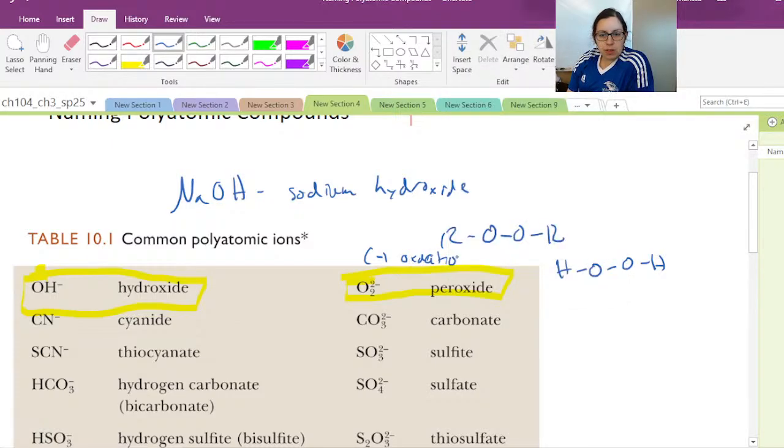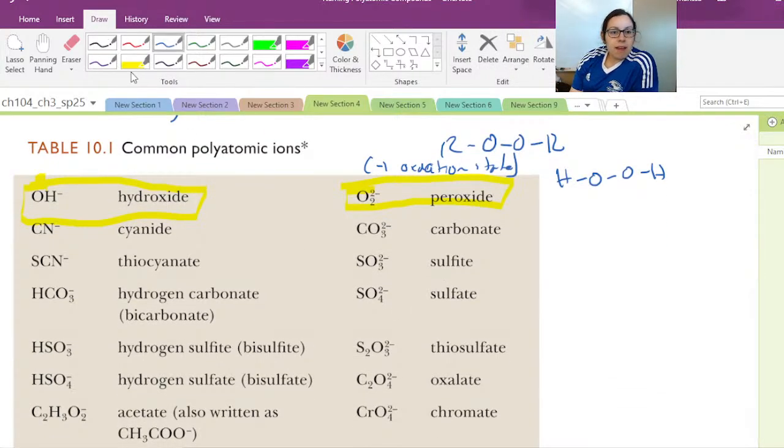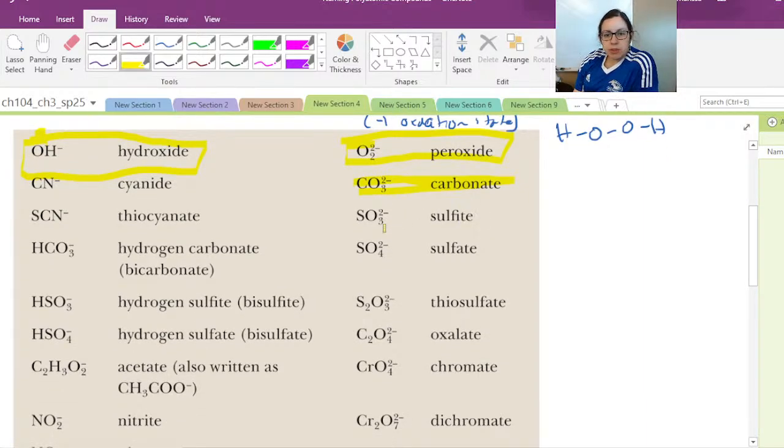So only exception. Otherwise, oxygen is always -2. And then we have carbonate, so that's pretty common, the CO3 with the -2 charge. We probably won't see sulfite. You will see sulfate, so SO4 2-.